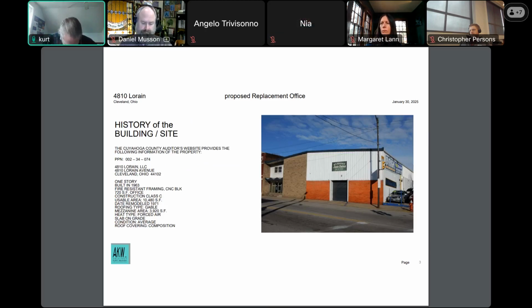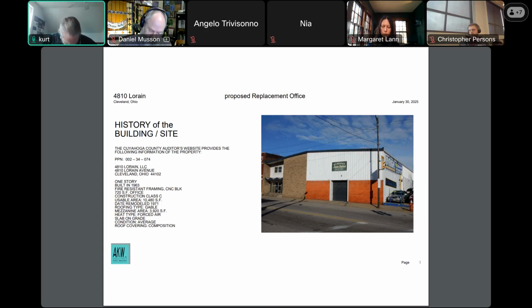The Cuyahoga County Auditor's website provides the following information. The parcel number is 002-34074. There's actually another parcel, I think it's 075, that's a small sliver of land that exists to the north between this parcel and the residential parcel that's to the north. I think it has like 15 foot of frontage or something. It's equal depth to the residential property. It's a one-story building. The property is owned by 4810 Lorraine LLC, which is actually Tommy's father, correct, Tommy?